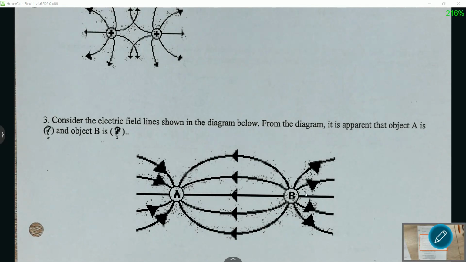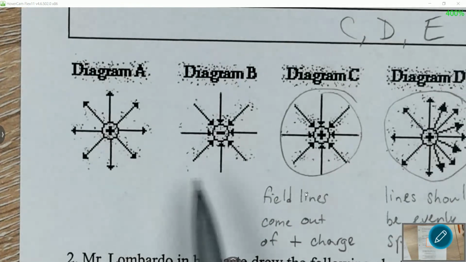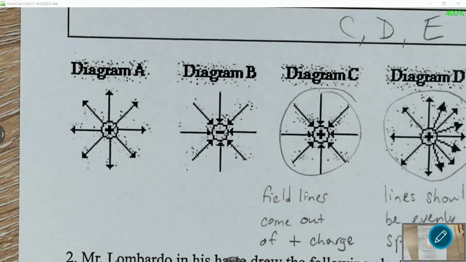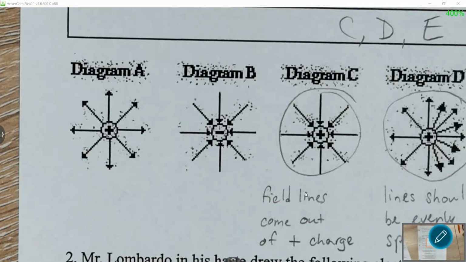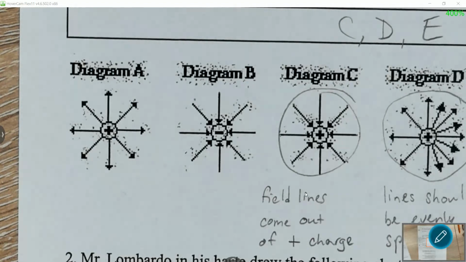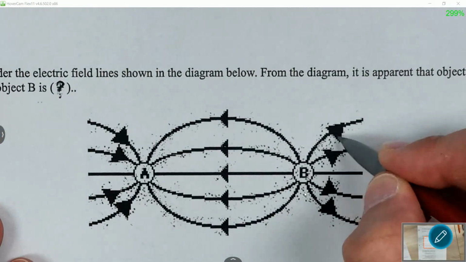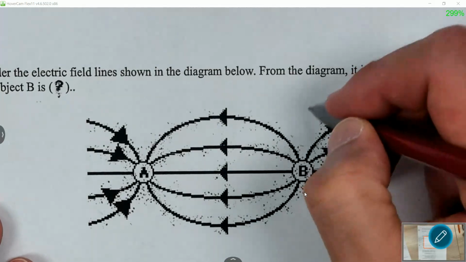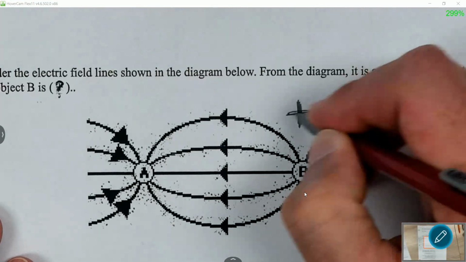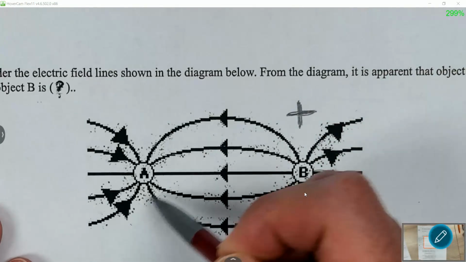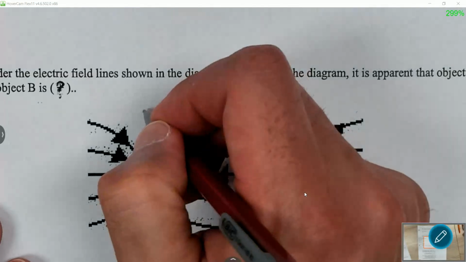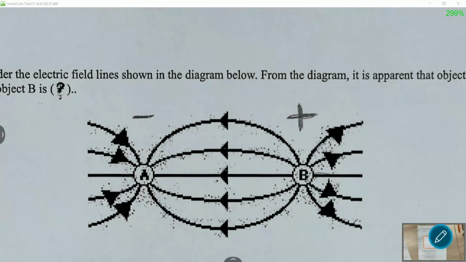A is positive because it's like sucking in. So go back to the top. Field lines. Yes. A is negative, B is positive. Correct. So the biggest things you need to know: the field lines radiate out from positive charge, and they end on negative charges. So here you can see the arrows pointing out, generating out from this, which means that this one should be positive. And then they end on negative charge, so this one here will be negative.